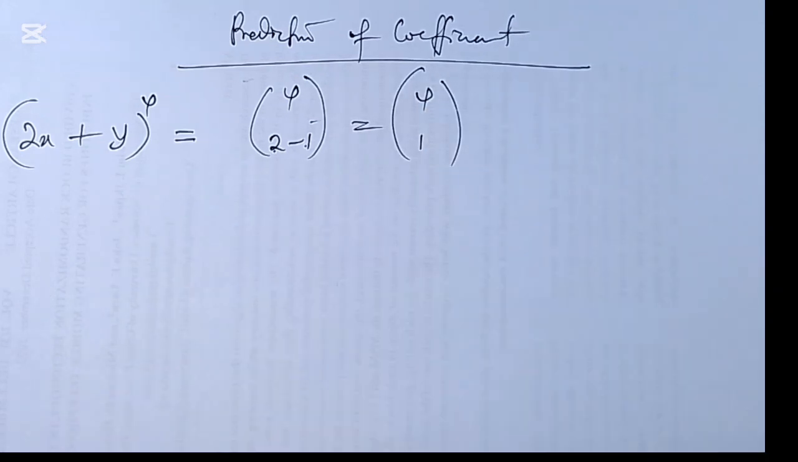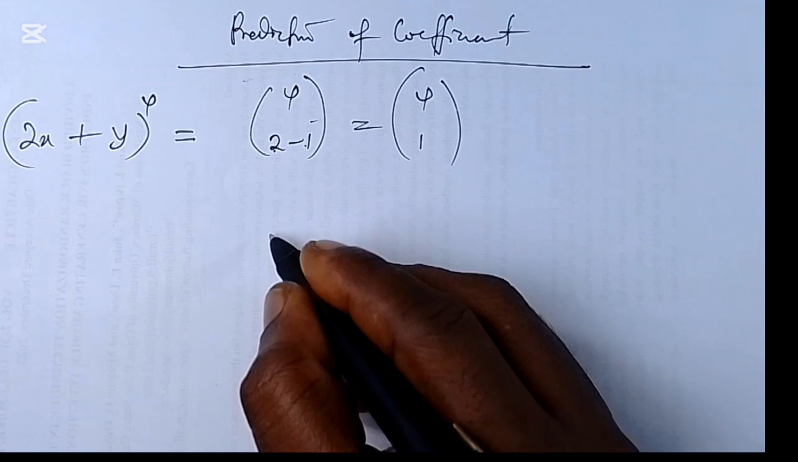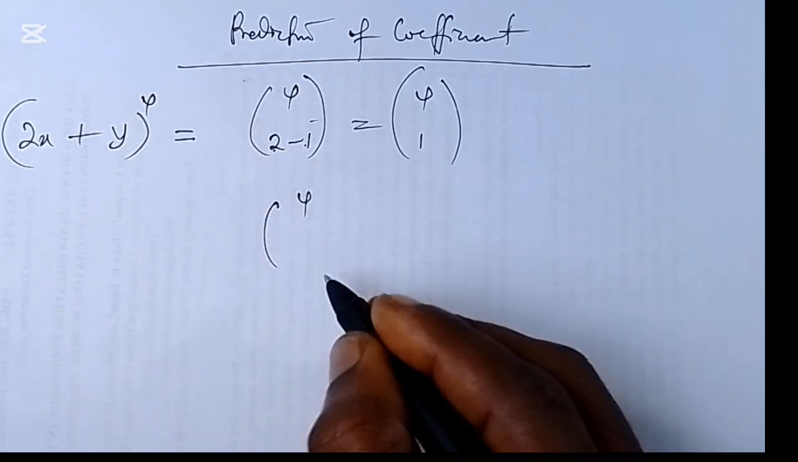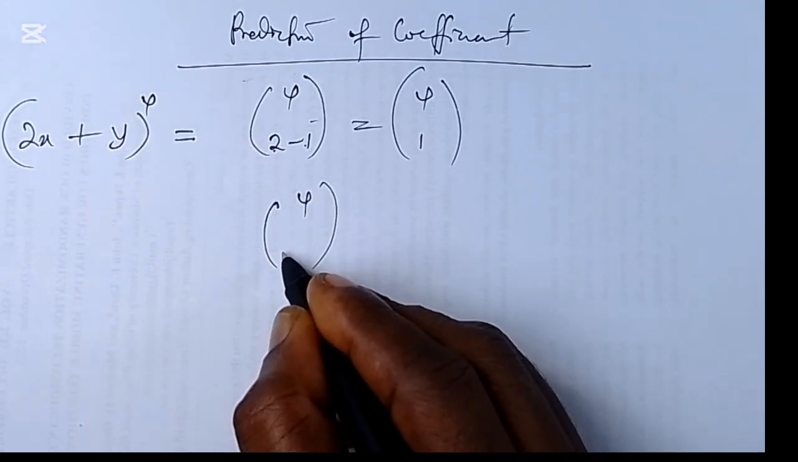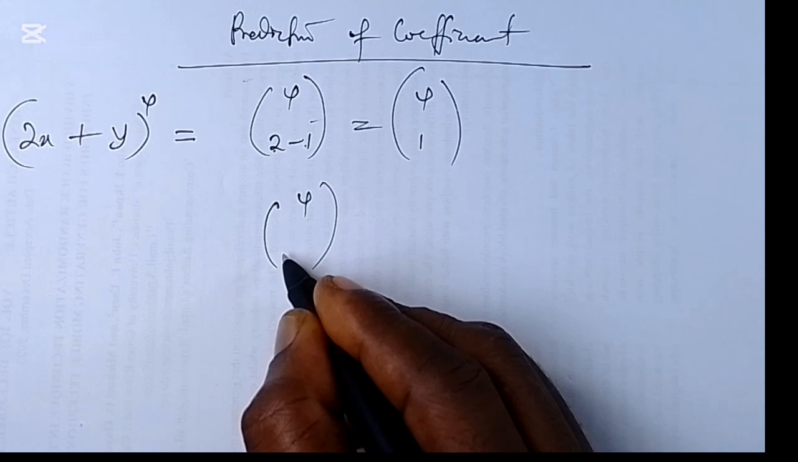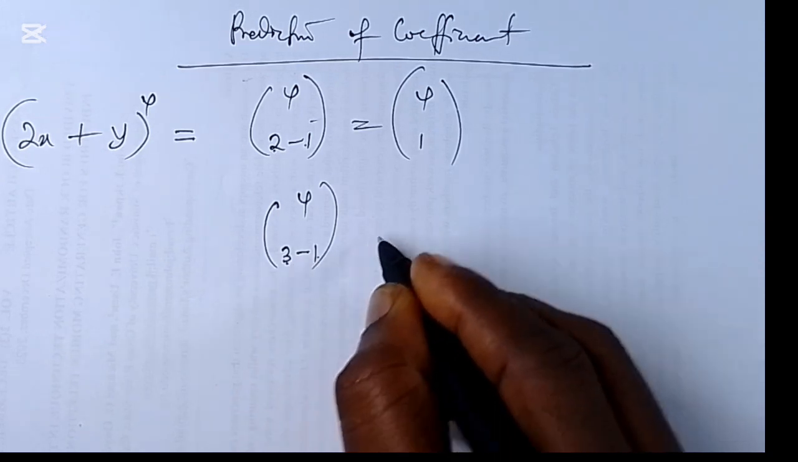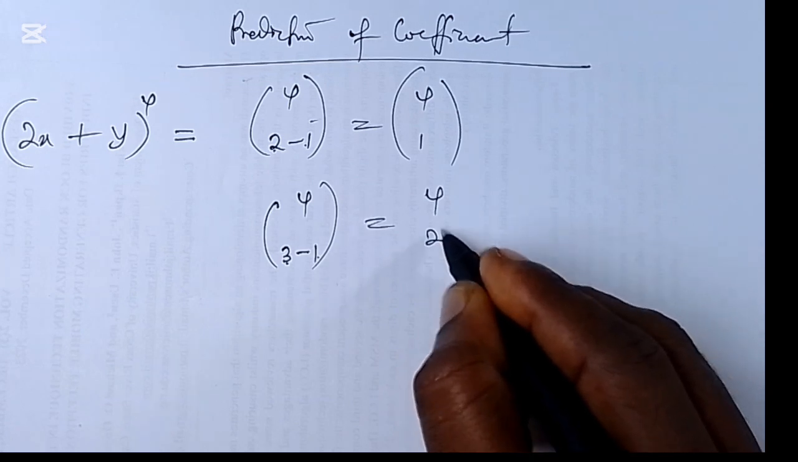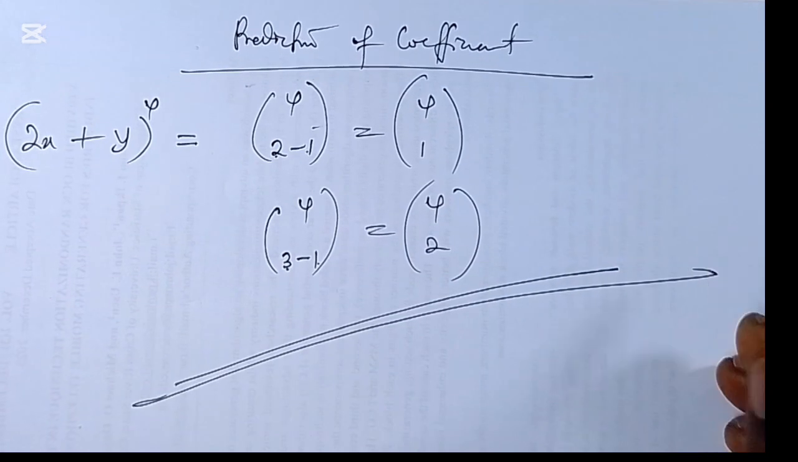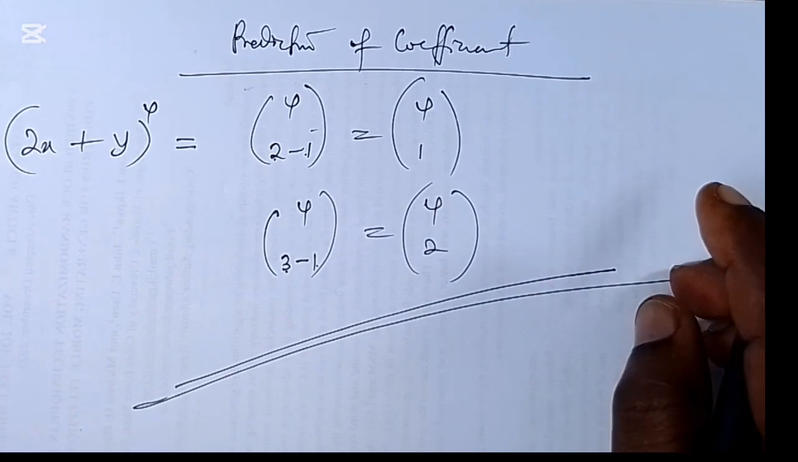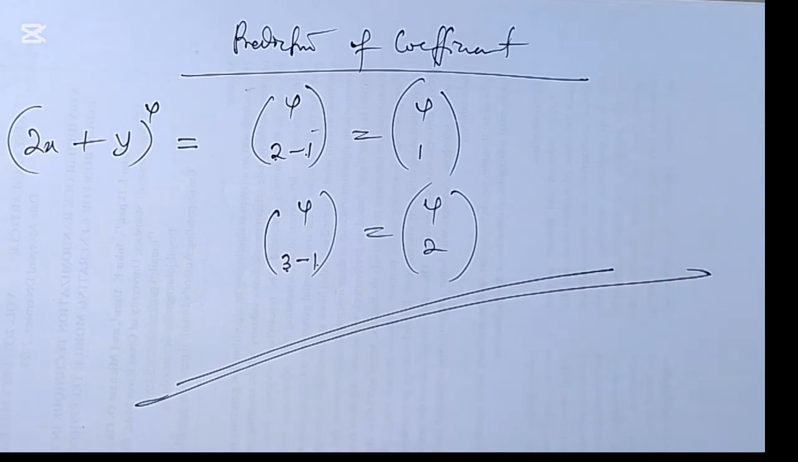If you're asked to predict what the coefficient of the third term will be, again, it will be 4, the total power here, combination. Since they want you to tell what the coefficient of the third term will be, this will be 3 minus 1. Third term minus 1, and that will give you 4 combination 2. So please take note, this is how easy it is to know the applications of binomial expansion.